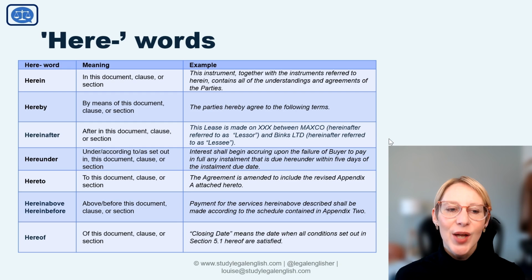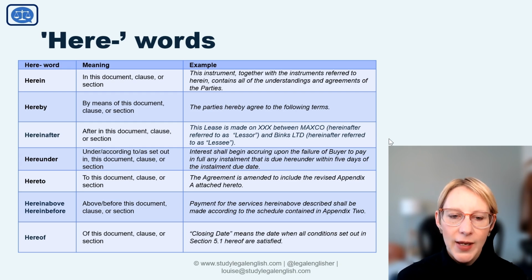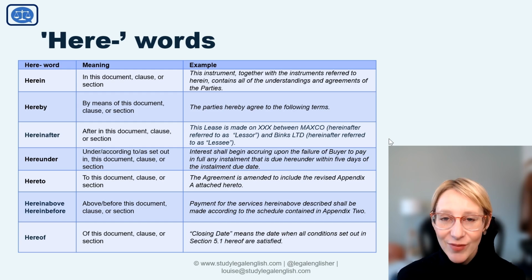Hereunder means under, according to, as set out in this document, clause or section. For example, interest shall begin accruing upon the failure of buyer to pay in full any instalment that is due hereunder within 5 days of the instalment due date. Payment is due under the contract, according to this document, and if the buyer doesn't pay that within 5 days, interest will be applied and will start to accumulate.